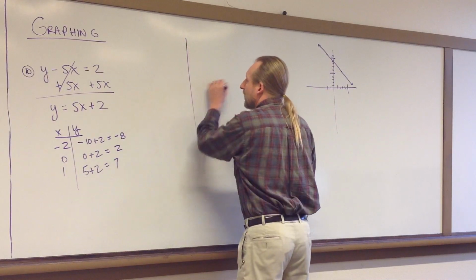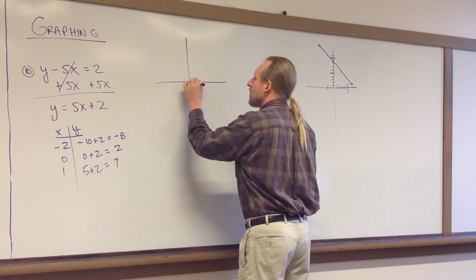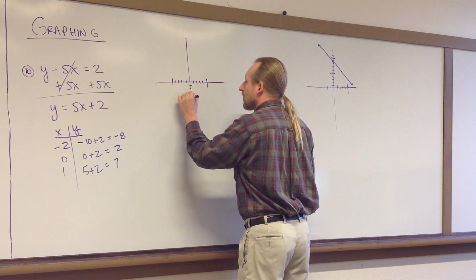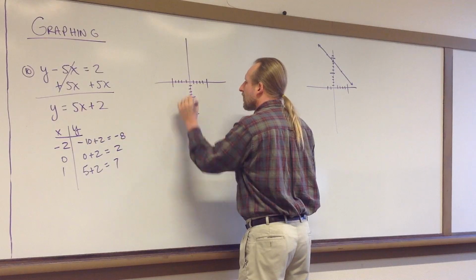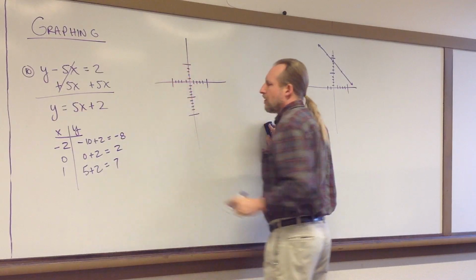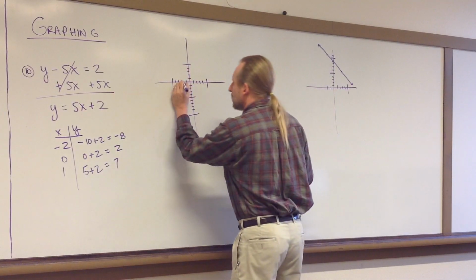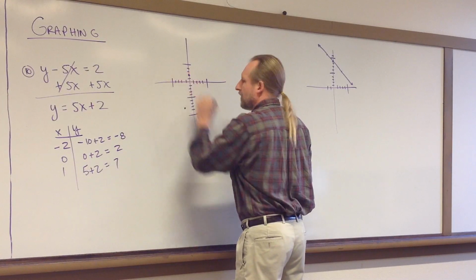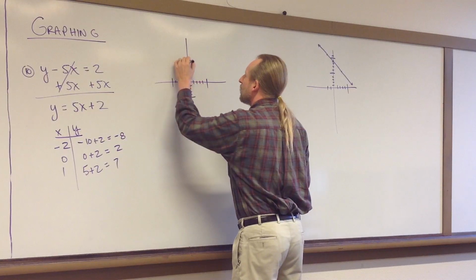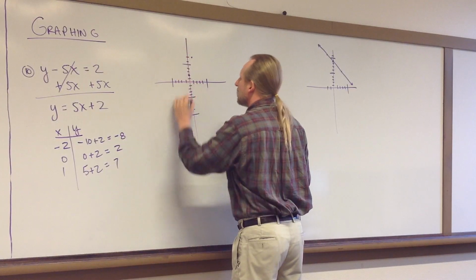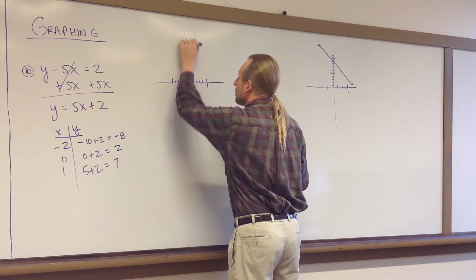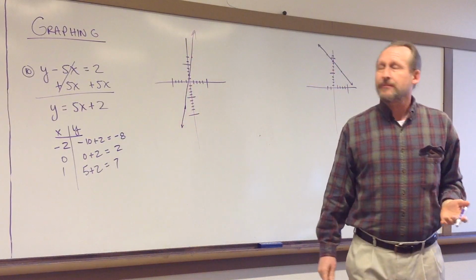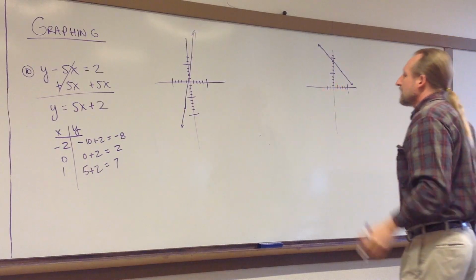So let's make a graph here. All right, let's see. Negative 2 matches up with negative 8 there. 0, positive 2, and 1, 7. Now that's a pretty good straight line. I mean, that's why I say, with graph paper and a ruler, you can really make a straight line.